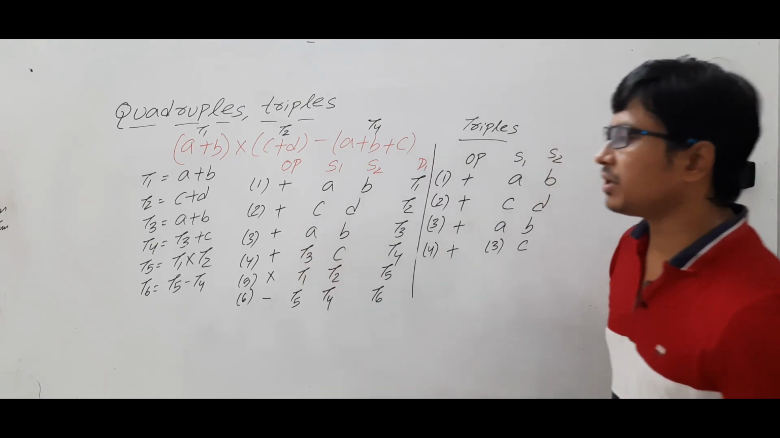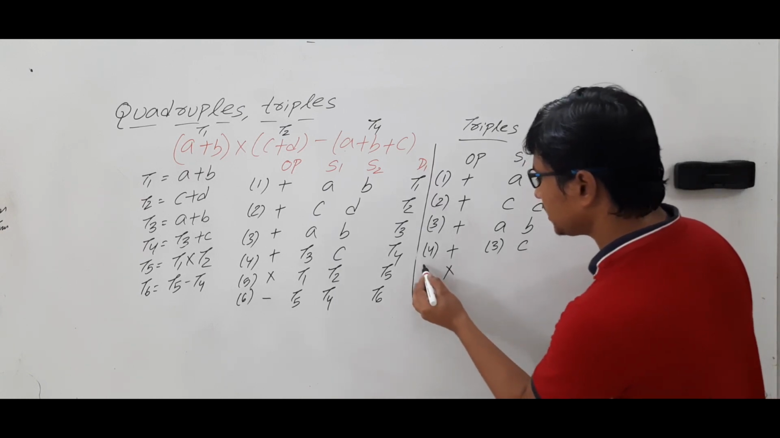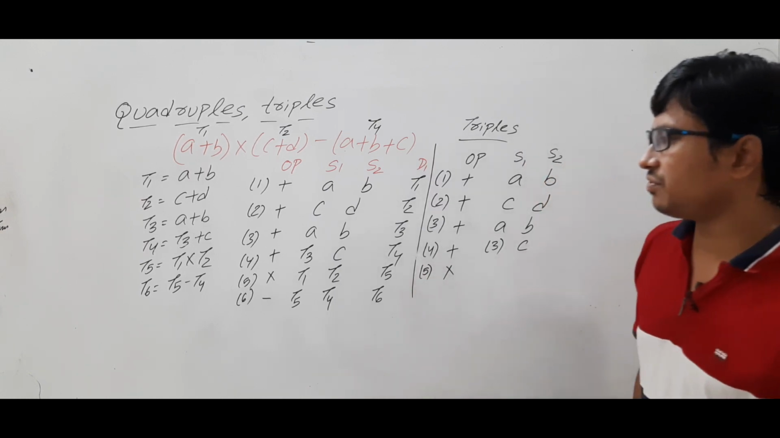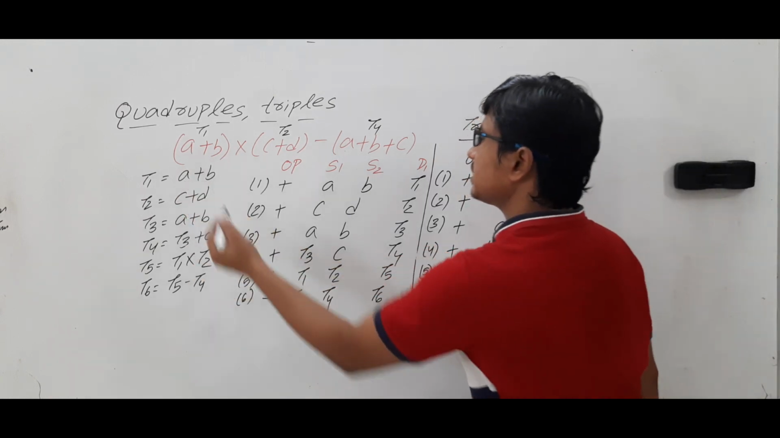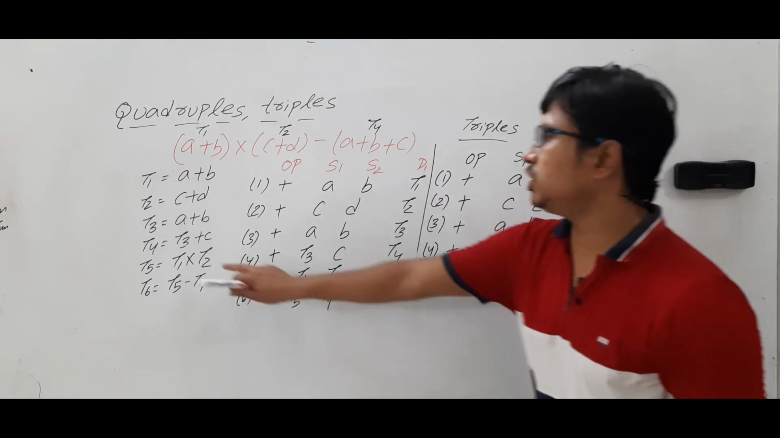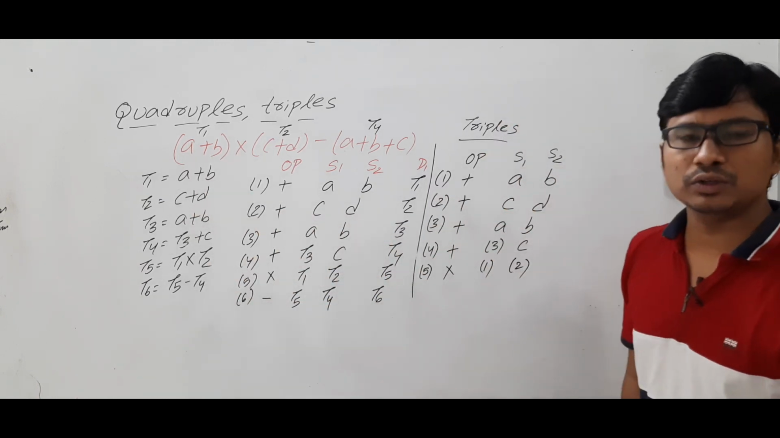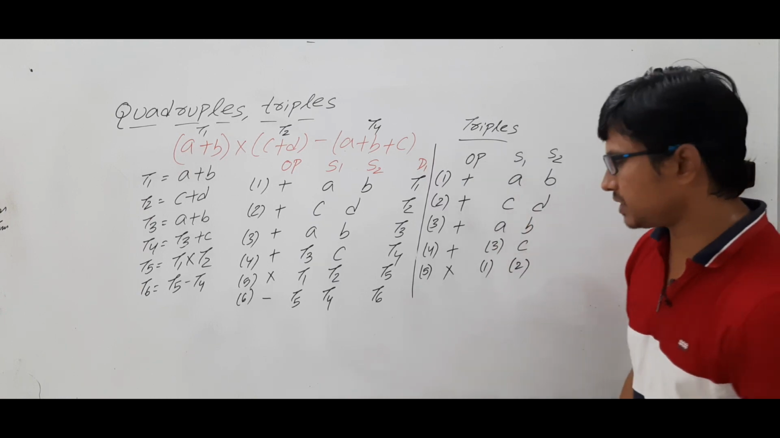Now you need to perform the multiplication T1 into T2. So you will write multiplication in index location 5. Now T1 is what? A plus B, which you performed at index 1. And T2 you performed here. So you write the indexes, without using the temporary variables, as we are representing.